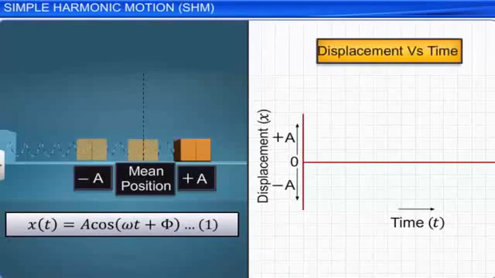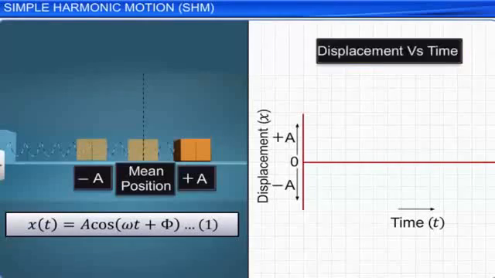A periodic motion where the displacement of an oscillating particle varies sinusoidally with time t can be called simple harmonic motion. Since the displacement x of the particle is dependent on the cosine function as given by equation 1, the displacement will vary from plus a to minus a.